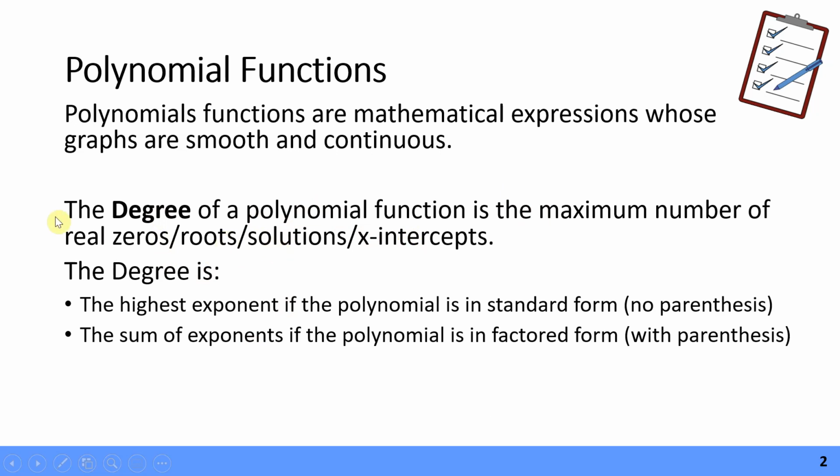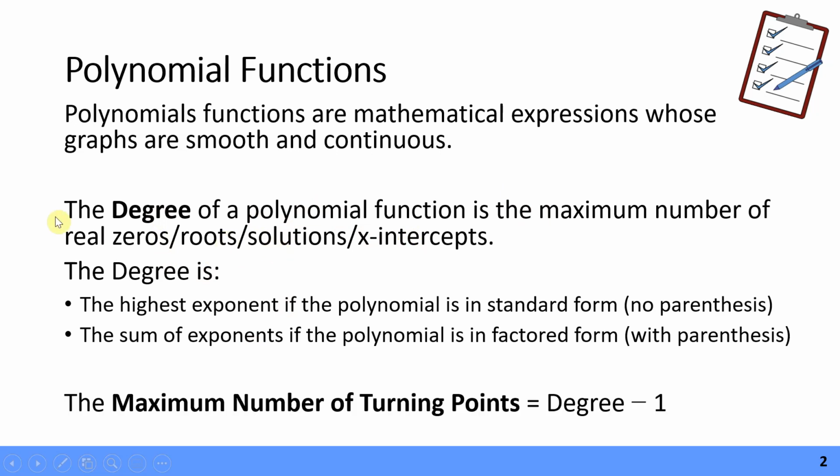Now, something else we're going to be talking about is the maximum number of turning points. We're going to be talking about it later on, but for right now, just write down the formula. The maximum number of turning points is always going to be found by subtracting 1 from your degree. So for example, if a polynomial has a degree of 10, it means that it has a maximum number of turning points of 9, right? Because all you do is just subtract 1.